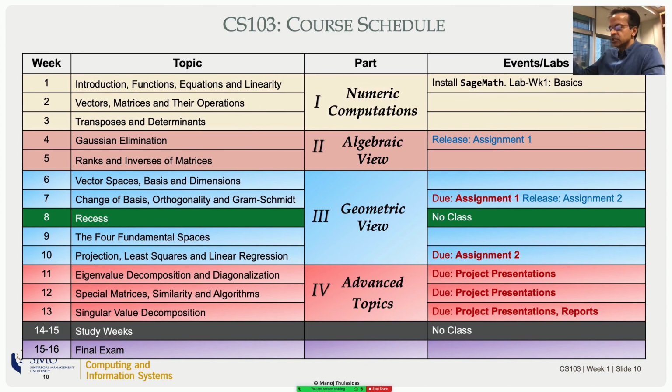I have divided the textbook and the course in 4 parts. The first 3 lessons is what I call numeric computations. Then we will move on to algebraic view. So in the first week today, we will just understand what linearity means essentially and how that leads to the concepts of vectors and matrices.